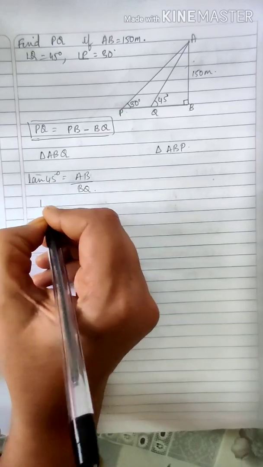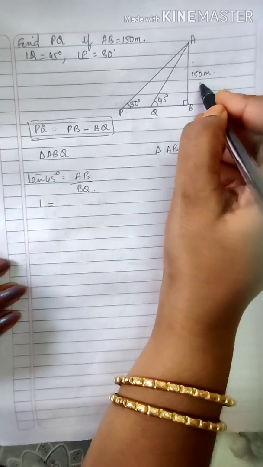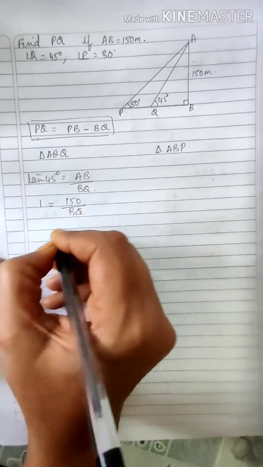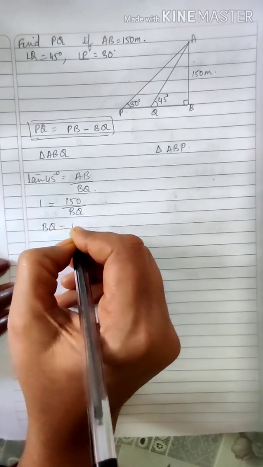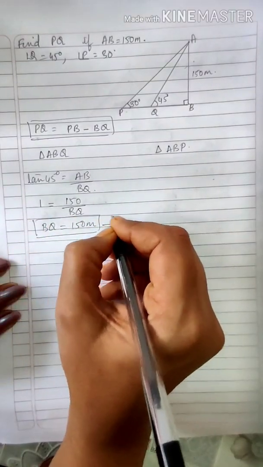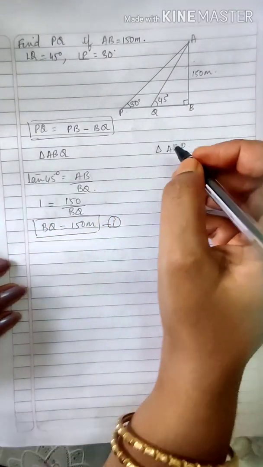You know the value of tan 45 is 1, and AB is given as 150 upon BQ. So BQ will be equal to 150 meter. So you get the first one, BQ is equal to 150 meter.